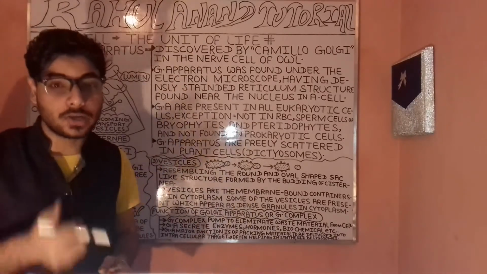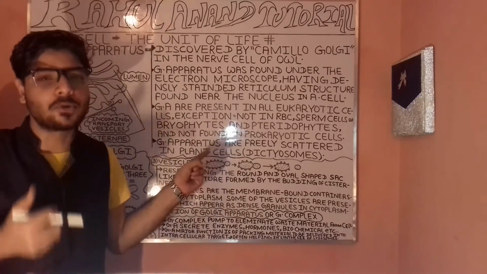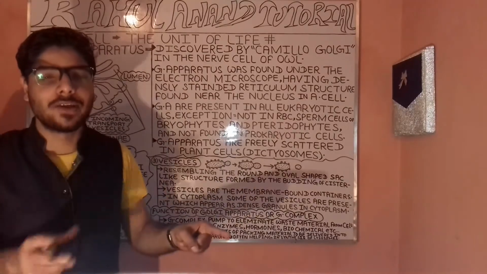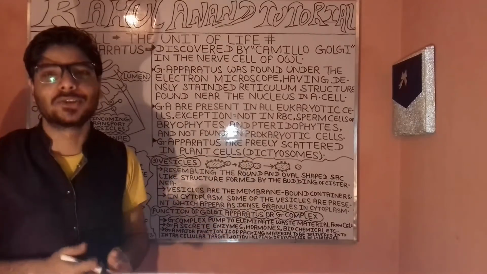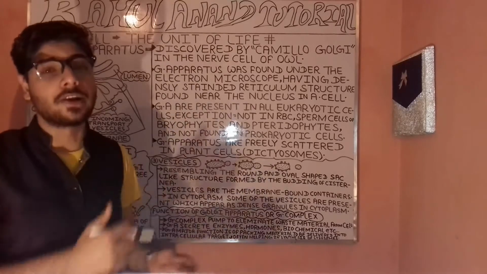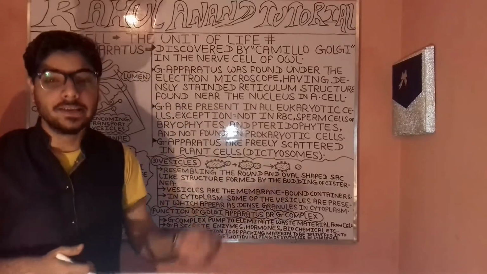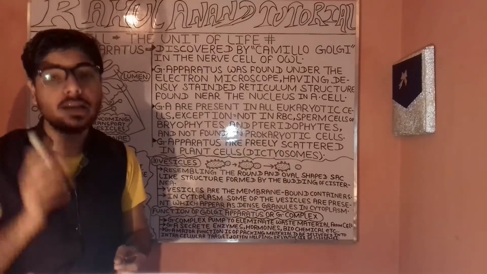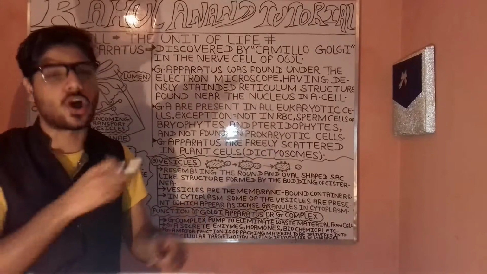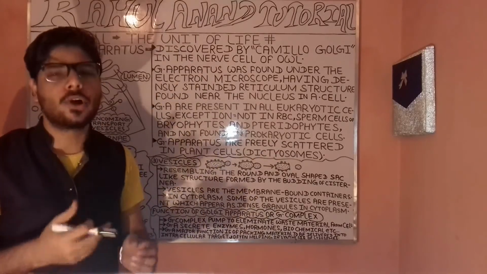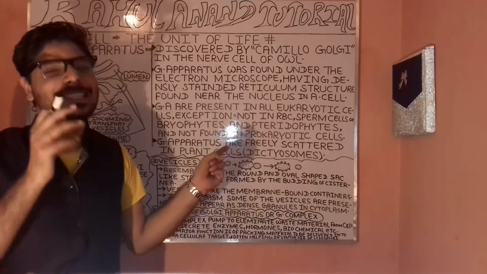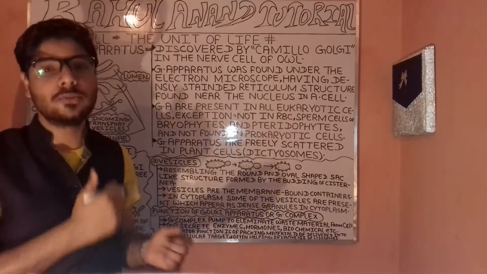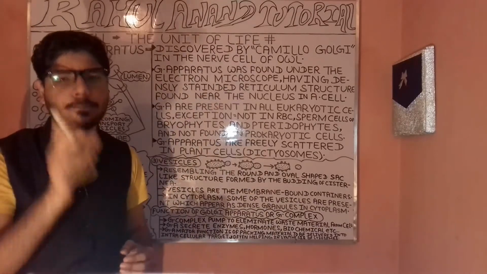Now, when we are talking about the Golgi apparatus, you have to understand certain facts. These are viewed with the electron microscope. They have densely stained tubular structures, which are viewed by means of the electron microscope. The Golgi apparatus is present near the nucleus, particularly in animal cells.